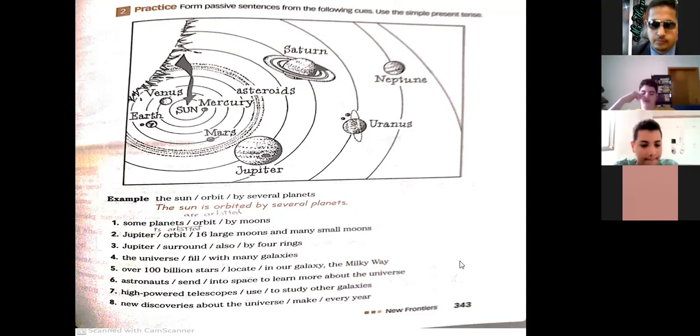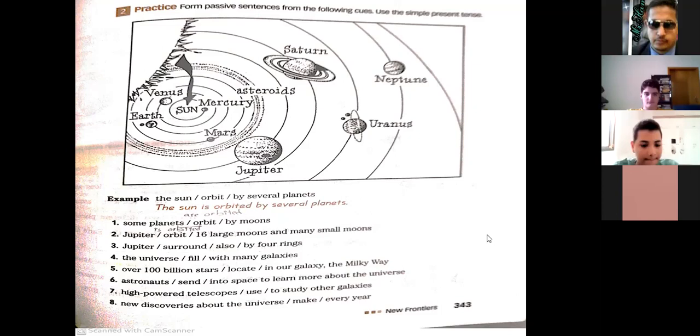Mary, can you answer number two? Jupiter orbit 16 large moons and many small moons. So we can say Jupiter is orbited by 16 large moons and many small moons. Okay, thanks, Mary. Mister, I think it is the opposite: 16 large moons and many small moons are orbited by Jupiter.